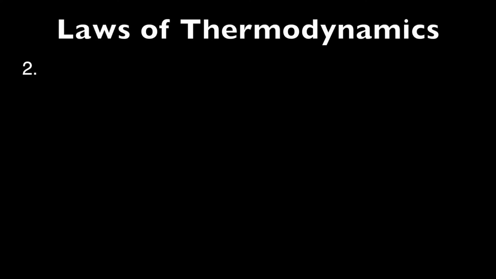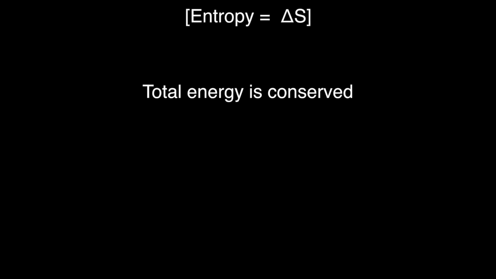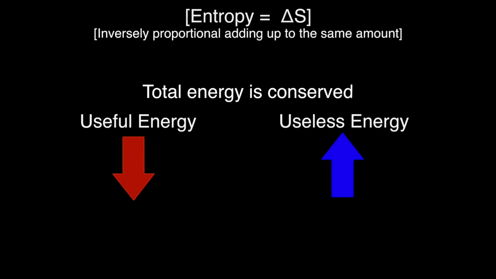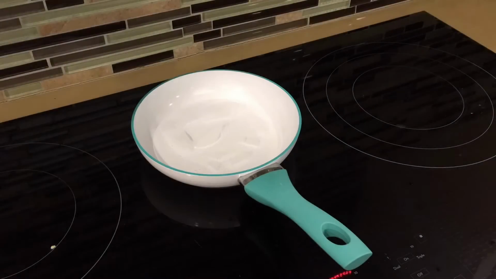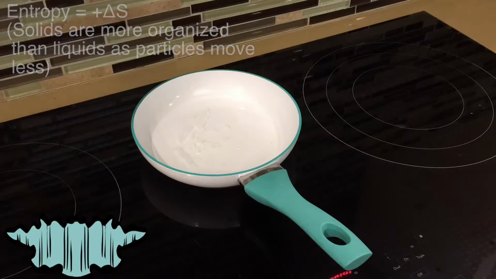The second is labeled as the law of entropy. Heat does not flow spontaneously from 2 objects. The disorder of a system is always increasing. This respects the first law, as total energy is conserved but useful energy is decreased, and going back to the ice cube example, the entropy increased in the water as it went from a solid state to a liquid state.